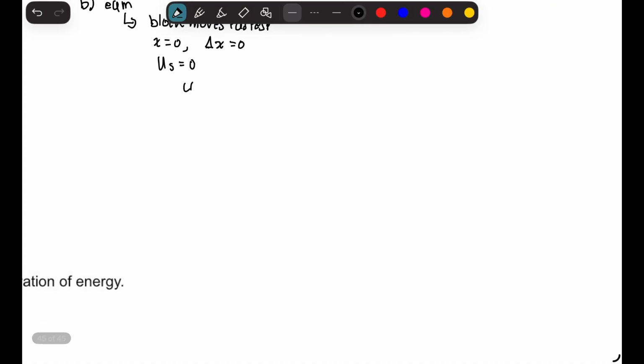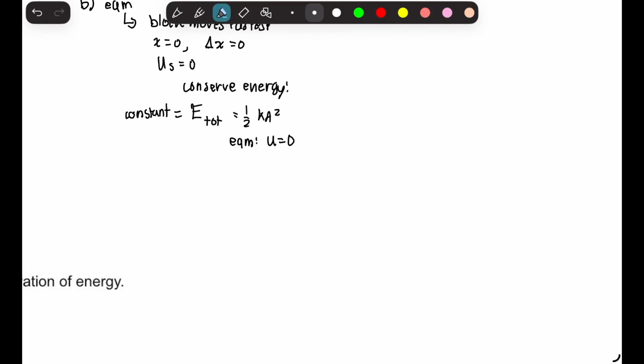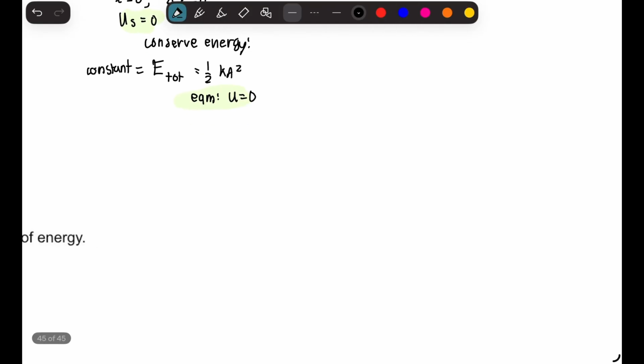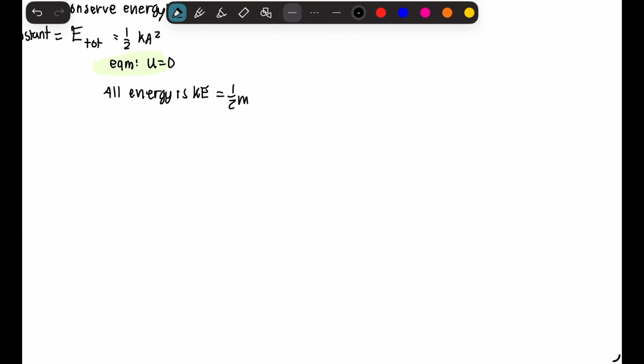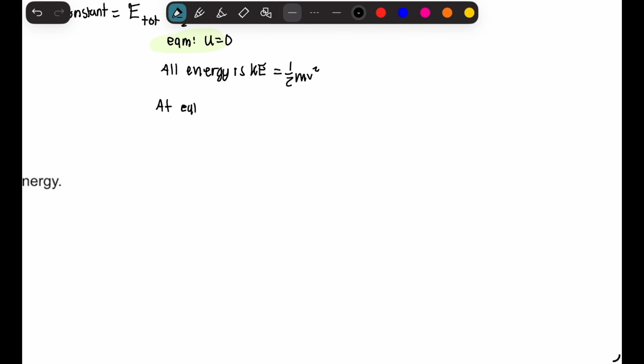Now, if you use conservation of energy, you know that your E total is going to be constant. It's only going to convert between different forms. So you have E is equal to 1/2 KA squared. And at equilibrium, again, your U is equal to 0, as we saw here, and all your energy is equal to kinetic energy. So now what is our kinetic energy? 1/2 mv squared. Therefore, at equilibrium, your 1/2 mv squared max is equal to your 1/2 KA squared.